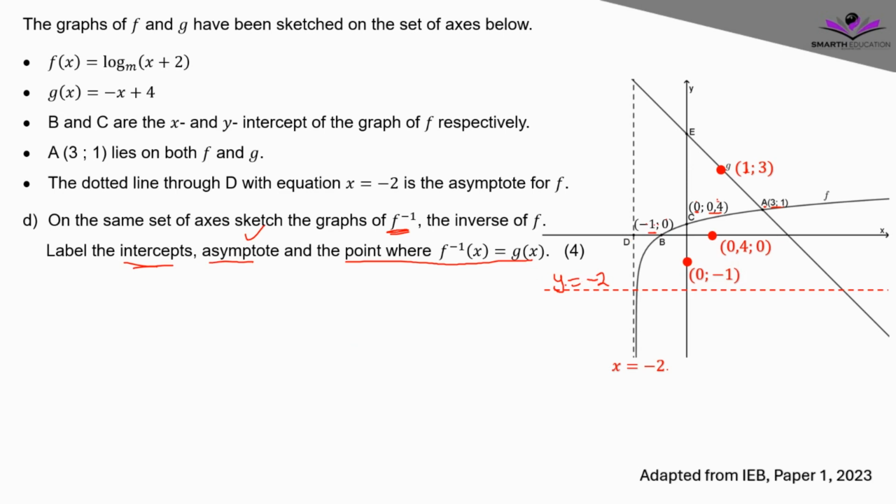Let me erase this, write it somewhere. Right, so this is the inverse of f. Sketch the inverse of f. I think this is the easiest way of doing it, right?